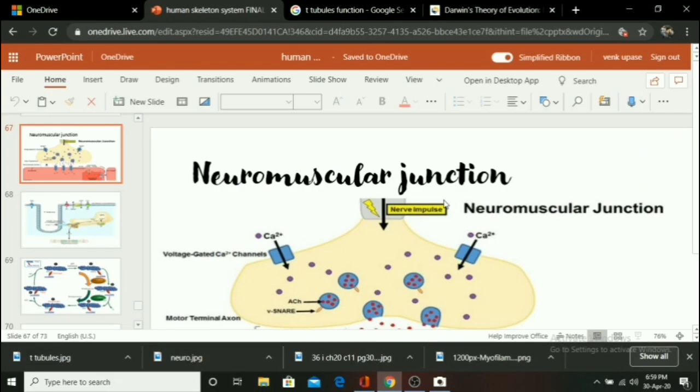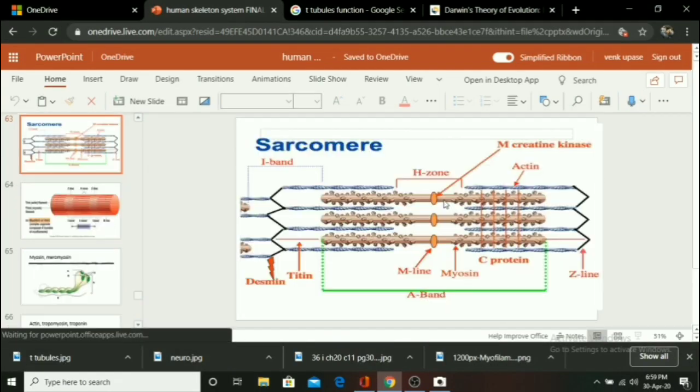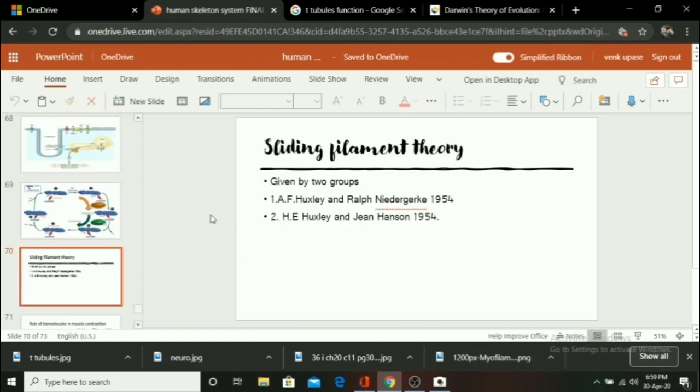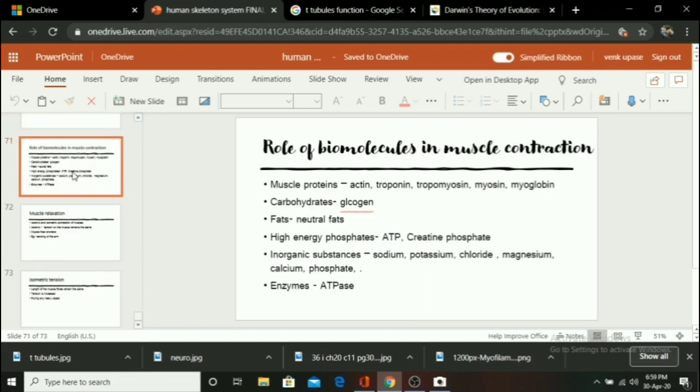So this is about the sliding filament theory, and this sliding filament theory was given by two groups of scientists. One group of scientists is A.F. Huxley and Ralph Niedergerke in 1954, and the other group is H.E. Huxley and Jean Hanson. In the next video, we will discuss the roles of biomolecules in the muscle contraction.